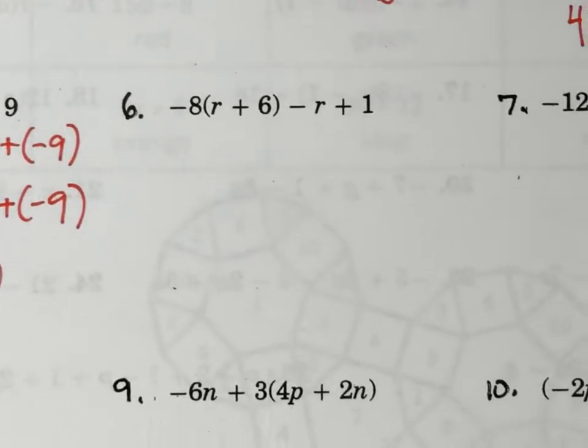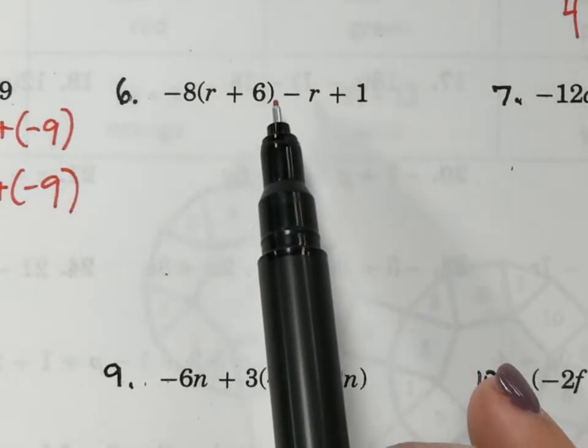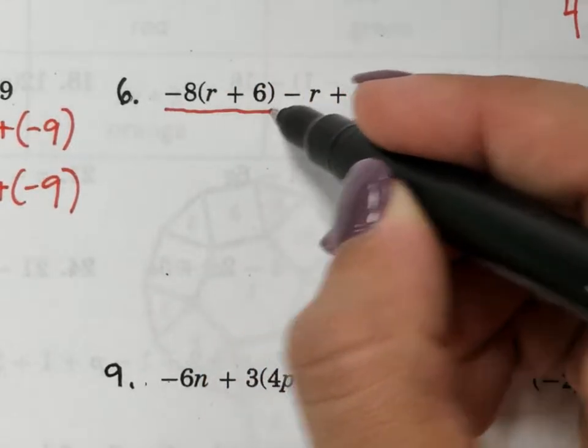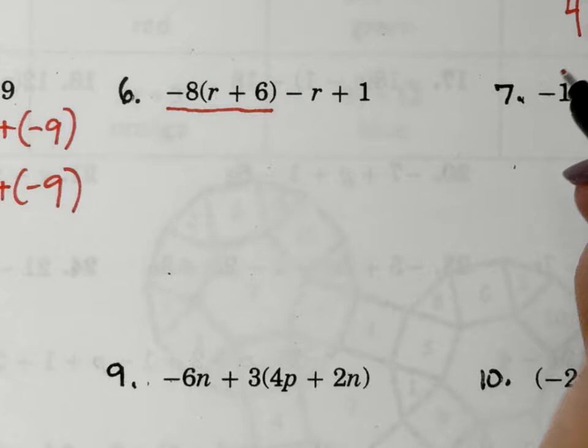All right, let's look at number 6. I've got negative 8 times r plus 6 minus r plus 1. What does this look like right here? The distributive property. So let's go ahead and distribute, and then we can change everything to an addition problem.